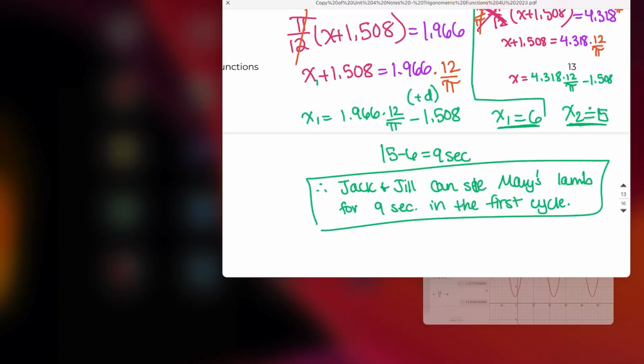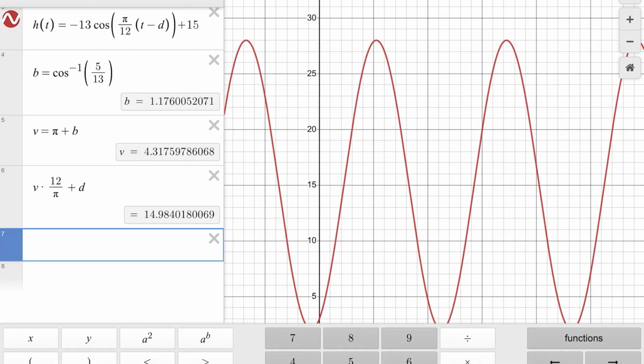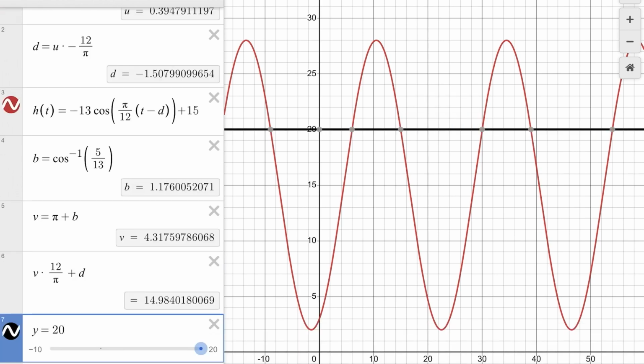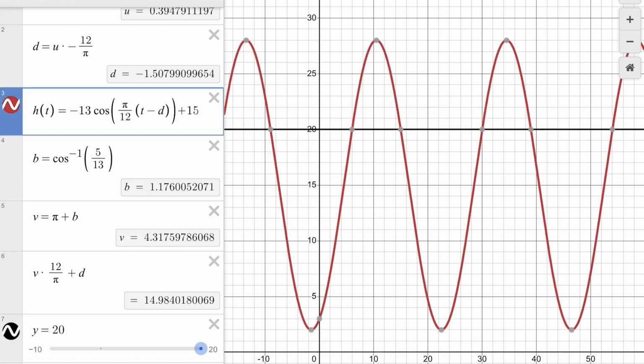Let's verify that this is right. So as always, Desmos is amazing. I can just type in y equals 20. If I look at that right here, my first time that 20 happens is at 6 seconds. The second time that 20 happens is about 15 seconds. So that means that this right here is going to be a total of 9 seconds in between these two values right here, okay?